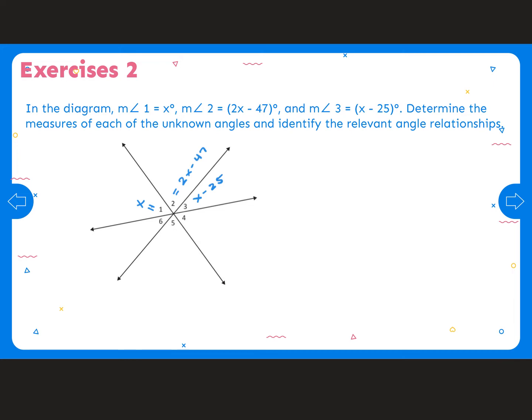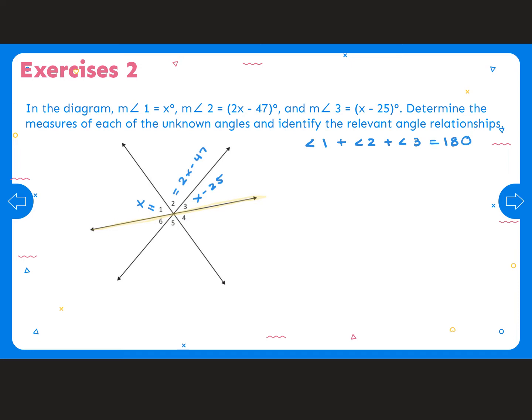All right? So looking here, we can definitely tell, let me get my highlighter, that we have a straight line here, which tells me that the measure of angle 1 plus the measure of angle 2 plus the measure of angle 3 is equal to 180. All right? Because we have that straight line, so remember that is supplementary angles that add up to 180.